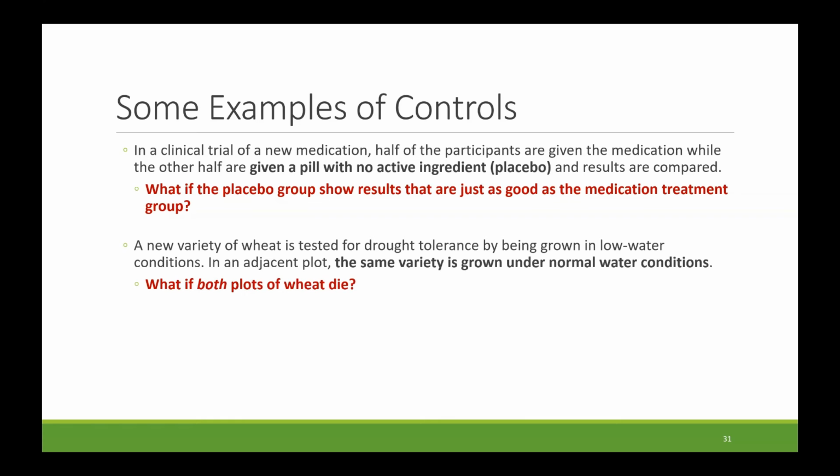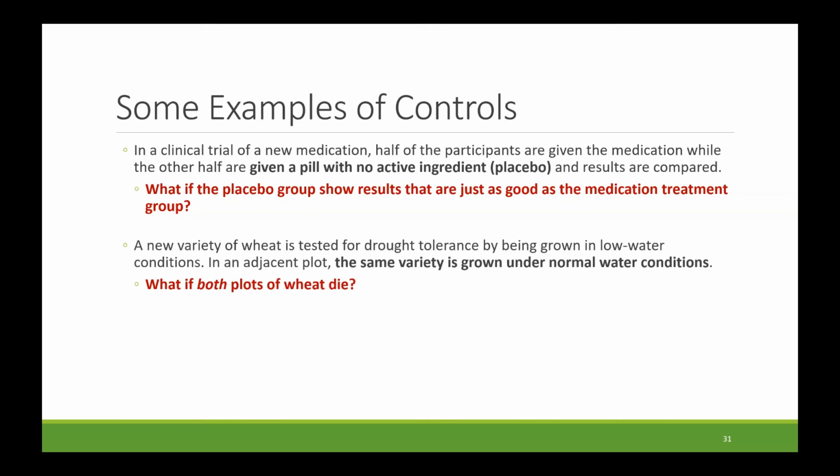Maybe both plots of wheat were infected with a blight. Maybe there was heavy metal contamination in the soil. Without the control group grown under the normal water conditions, you might assume that it was the low water that was killing the wheat in the first plot. And therefore, you would come to an incorrect conclusion that the wheat is not drought tolerant when in reality, something else must be going on.